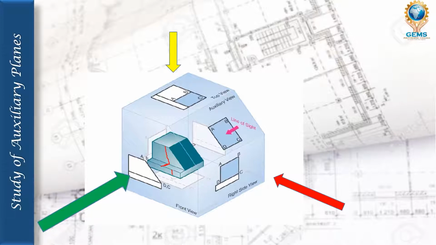So we have to know, once again I'm telling it. If I see from the front, I cannot see this extrusion, but I can see this front portion and also this front portion.